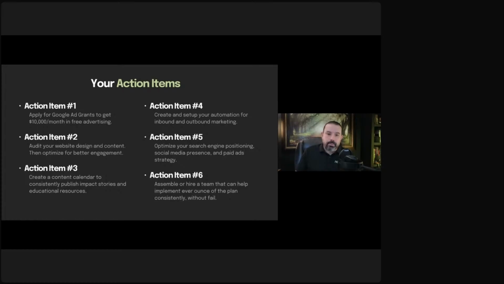Action item number 5: optimize your search engine positioning, your social media presence, and your paid ad strategy based on what we talked about today. Number 6, make sure you put together or hire a team that can help you to implement every ounce of this plan consistently without fail.